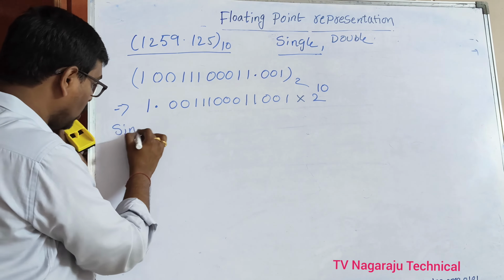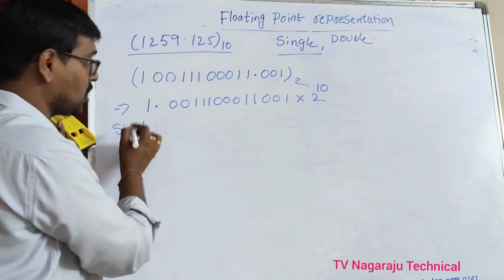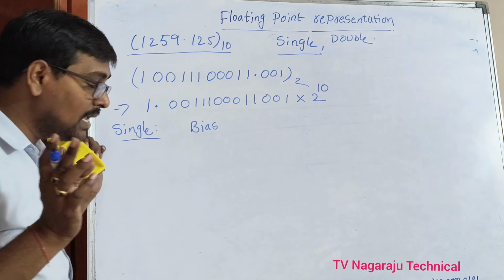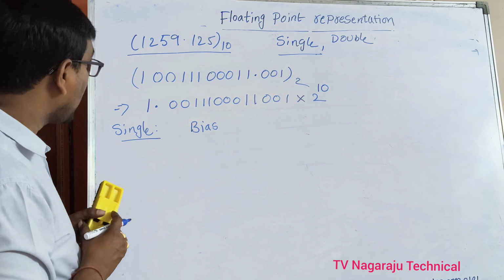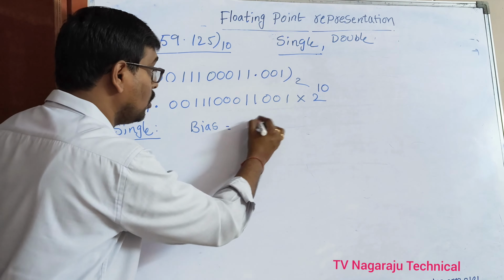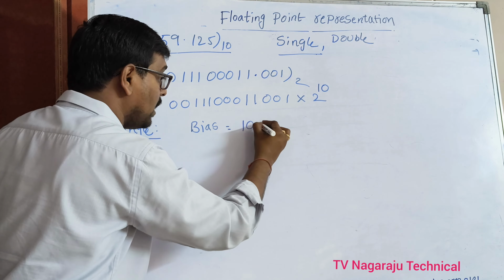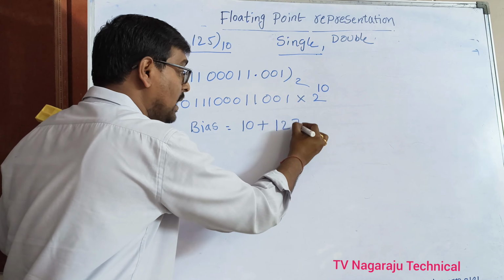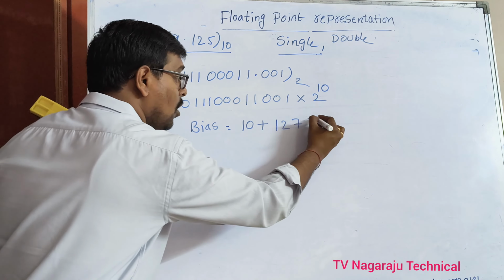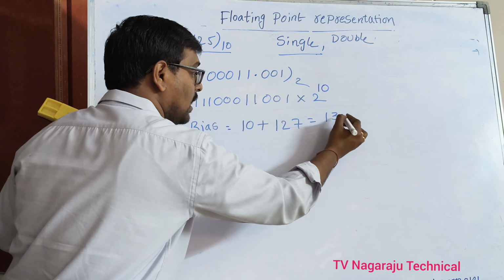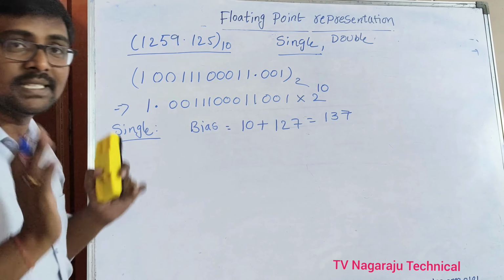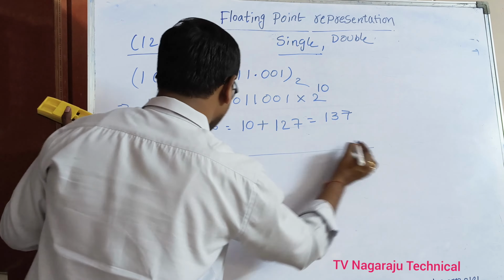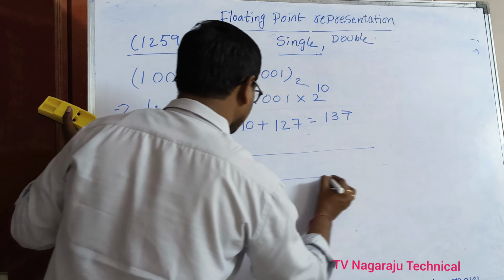Suppose you want to use single precision, what is the biased exponent? If you are using single precision, the biased exponent is equal to my original exponent plus 127. 10 plus 127, since it is single precision, 127. So the total answer is 137. Clear? Now represent it using single precision format.